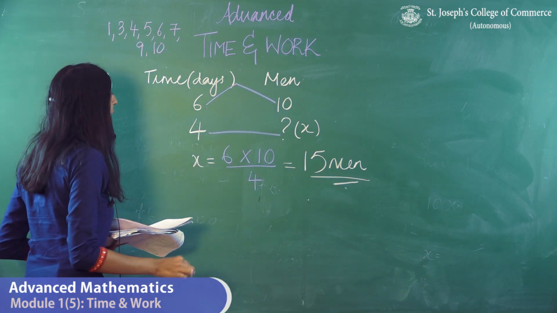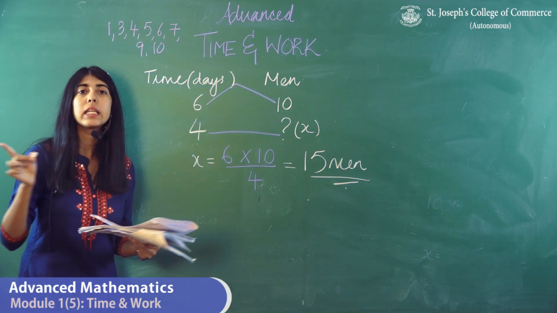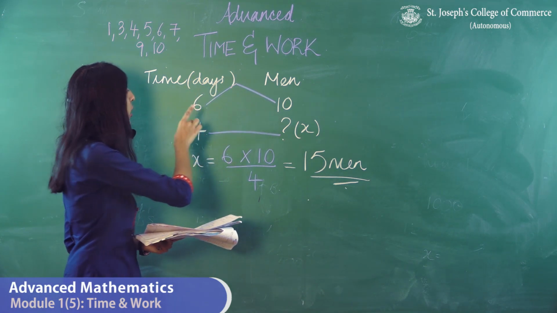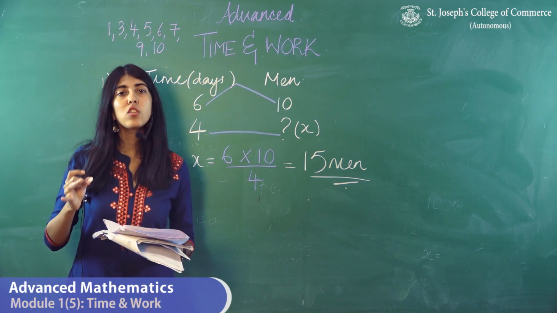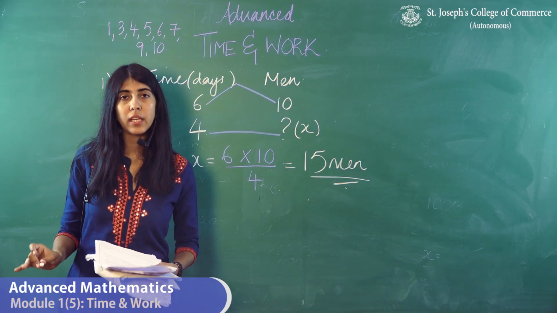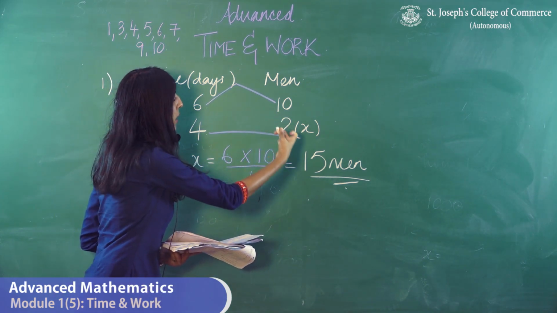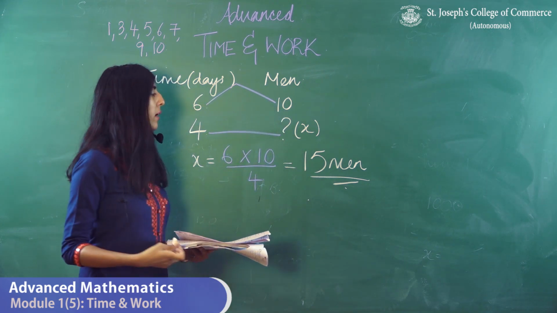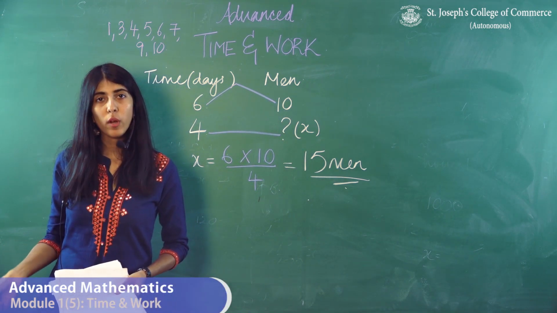You can verify it by checking the practicality of the answer. 10 men were employed to finish the work in 6 days. In order to finish the same work in a lesser number of days, obviously more than 10 men should be employed. 15 men are more than 10 men and therefore your answer is right.